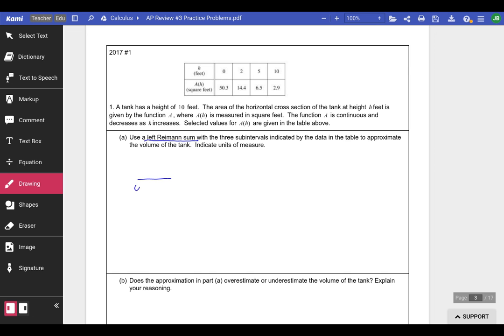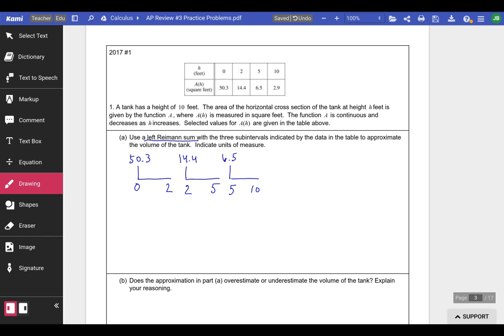So I have the interval from 0 to 2, from 2 to 5, and from 5 to 10. And since this is left, I want to use that left endpoint. So I'm going to grab those from the table. At 0, I have 50.3. At 2 it's 14.4. And then at 5, it's 6.5.